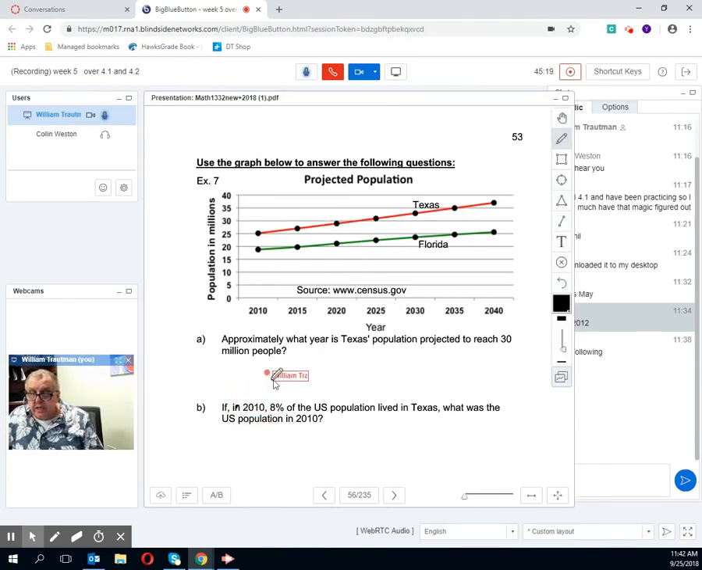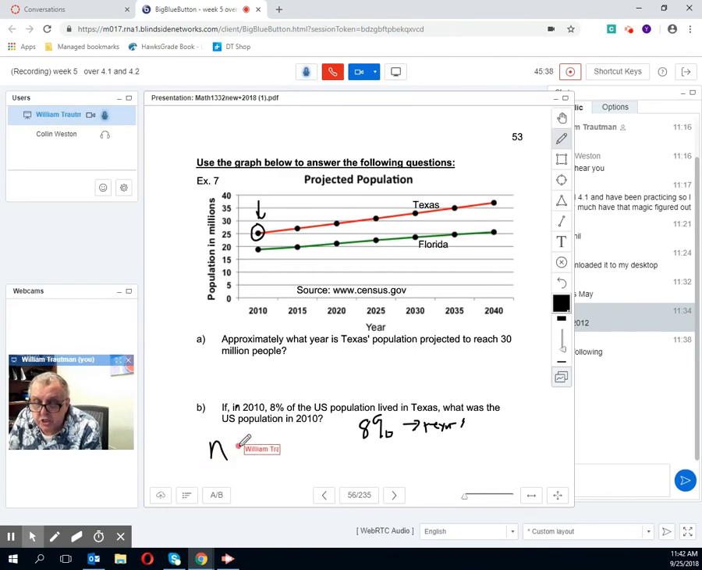If in 2018, 8% of the U.S. population lived in Texas, so we're saying 8% lived in Texas. What was the U.S. population in 2010? So 8% of the population is in Texas. So here's our population. If we multiply it by 8%, we get 25 million. Do you see? Here's 25 million. In Texas, in 2010, we had 25 million people.